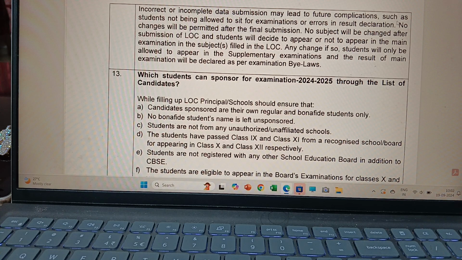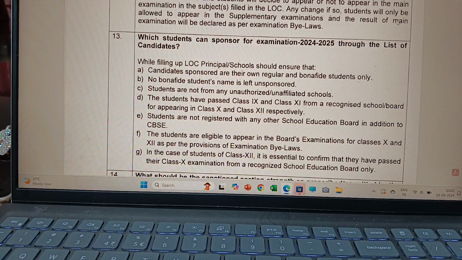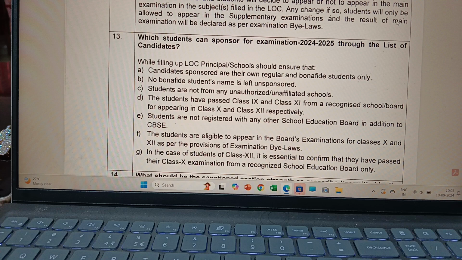13th question. Which students can be sponsored for examination 2024-25 through the list of candidates? While filling up LOC, the principal or schools should ensure that candidates sponsored are their own regular and bona fide students only. No bona fide student's name is left unsponsored. Students are not from any unauthorized or unaffiliated schools. The students have passed class 9 and class 11 from a recognized school or board for appearing in class 10 and class 12 respectively. Students are not registered with any other school education board in addition to CBSE.